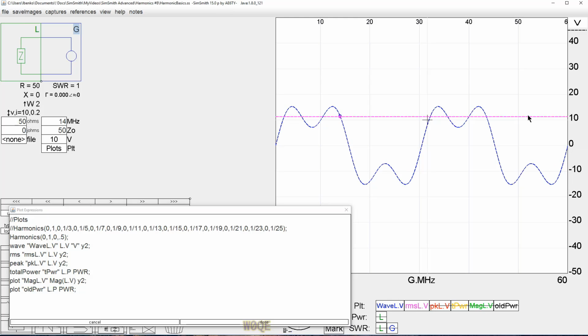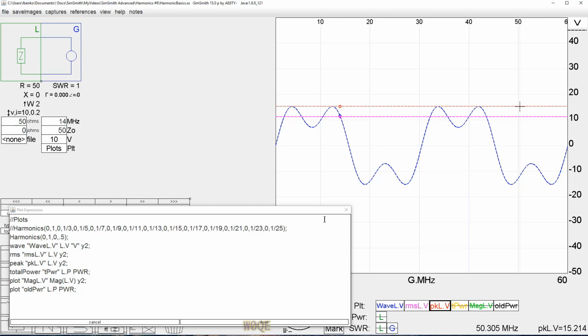It turns out it's 11.18 volts. It's kind of nice to be able to measure that. We can look at the peak value of the waveform. The peak value of the waveform is 15.214. And then we can look at the power.